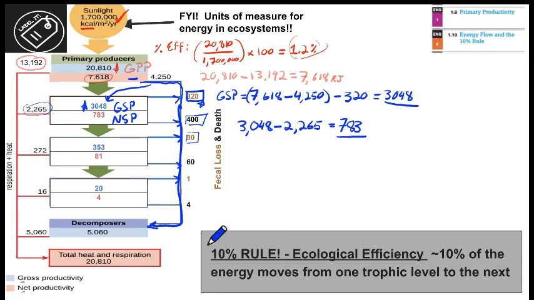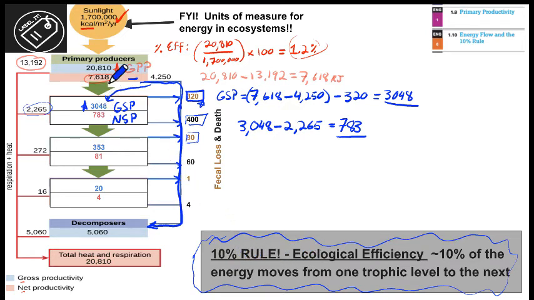Really important right here is the 10% rule. All right, this is going to come up a lot. In general, 10% of energy moves from one trophic level to the next. All right, we lose a lot of energy. You'll see these numbers start big and get small really quick because a lot of the energy is given off as heat or respiratory loss, which we see on the red lines here.